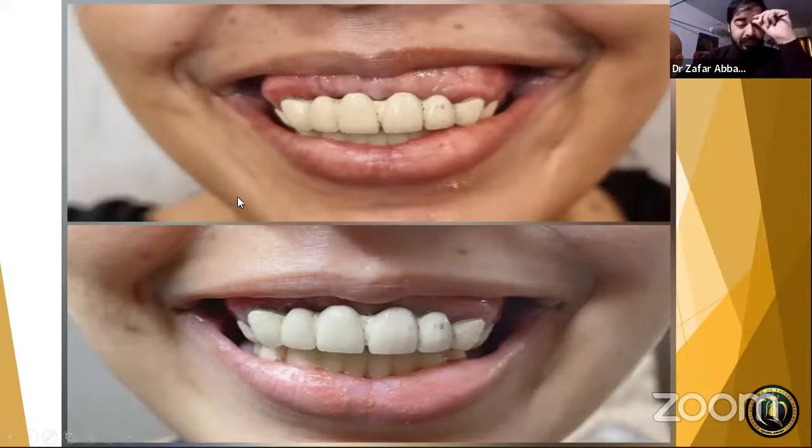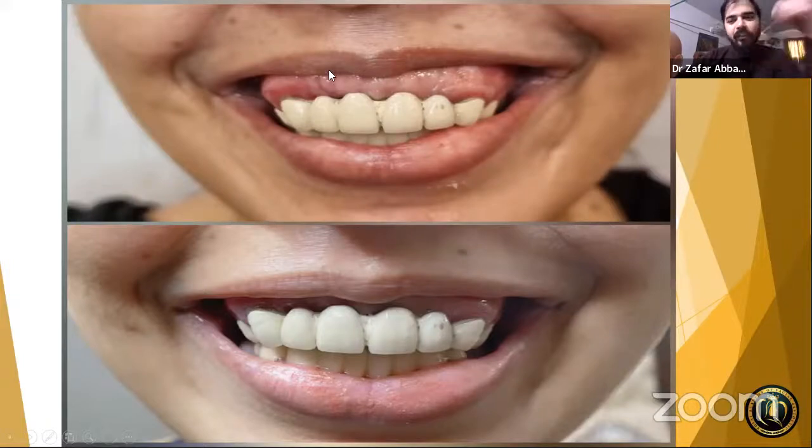This is one of my cases. I have treated a patient with gummy smile. This is basically my patient, but I have not placed the bridge. I have replaced the bridge with my zirconia crown. This bridge was placed by some other doctor. The patient came to me with a complaint of gummy smile, so I have treated the gummy smile.